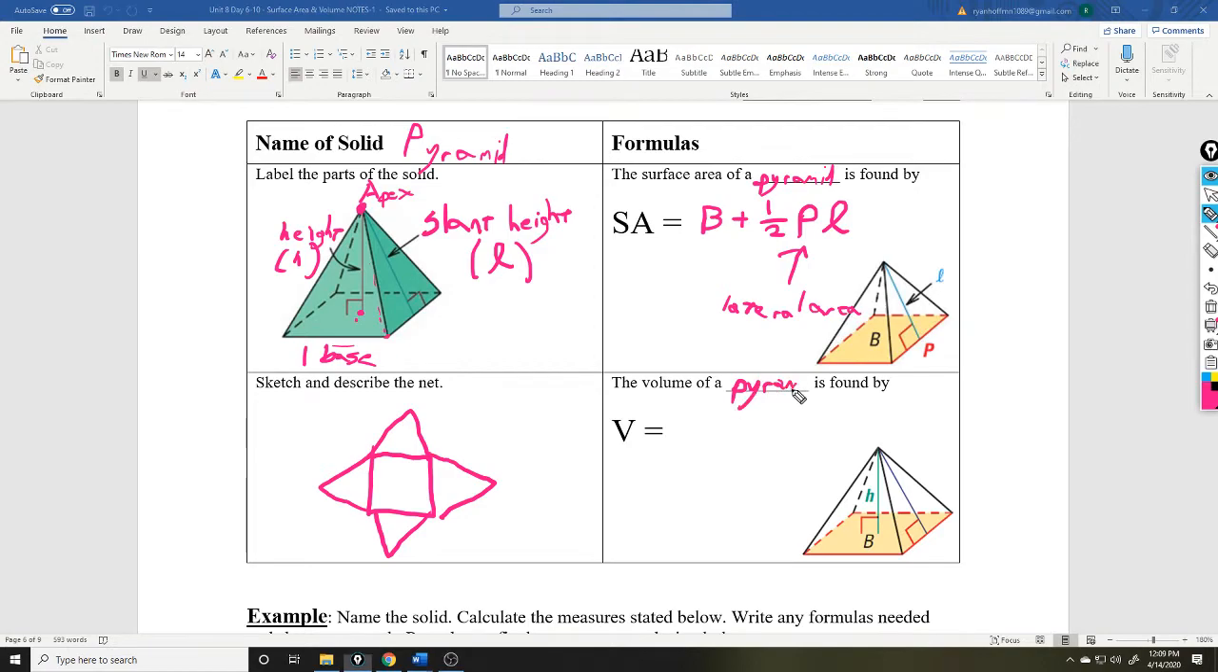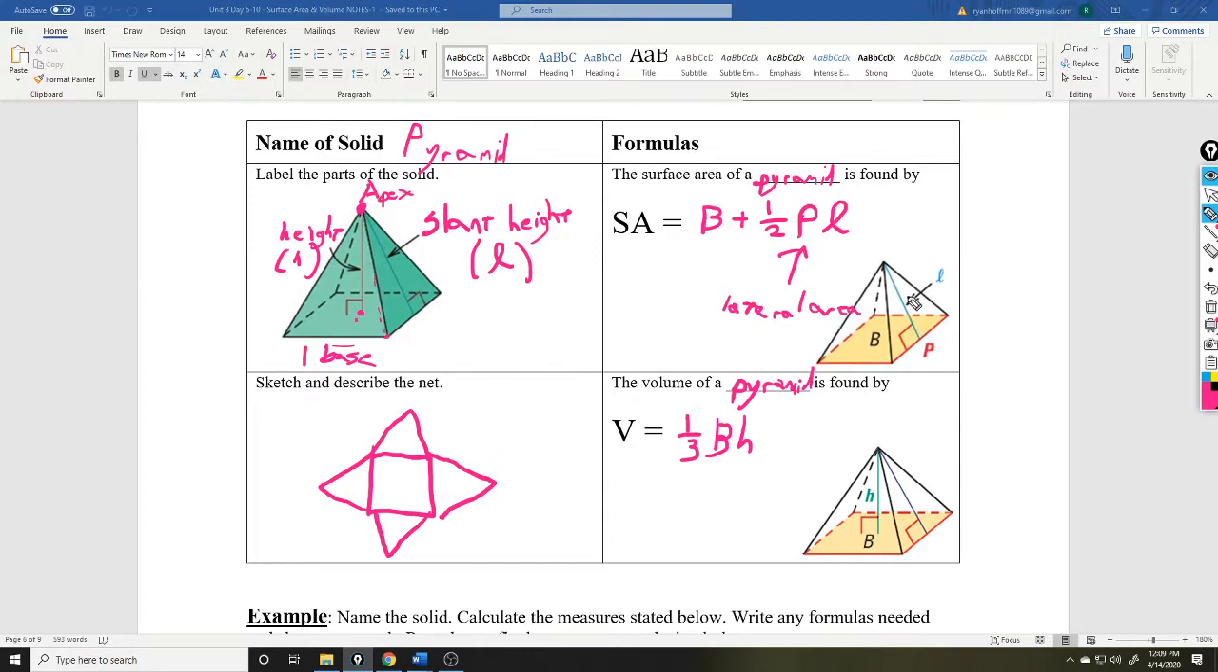That's what the net looks like. And then the volume is 1/3 area of the base times the height. The height is straight vertical up and down, standing at the center, looking straight up. All right?